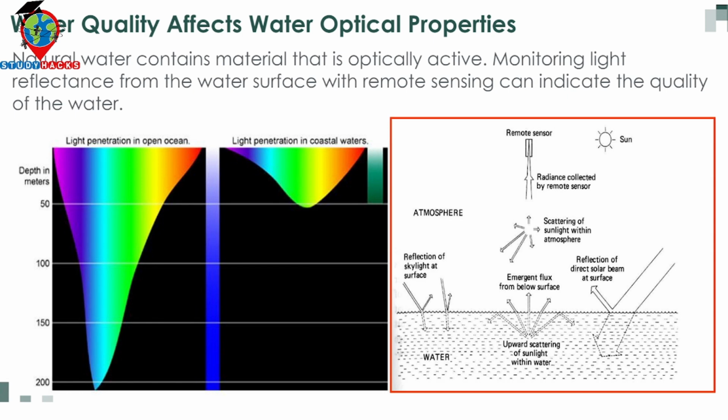But in coastal waters, as well as lake waters or any kind of inland waters or pond water, we find a lot of material, a lot of things. So that's why the light penetration cannot move to more depth; it will be just here. And there are a lot of ways to use remote sensing techniques, which we will talk about further.